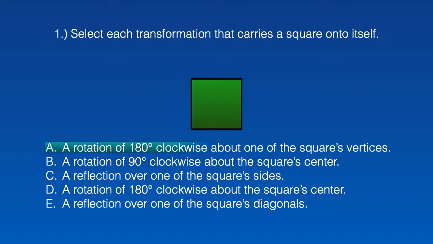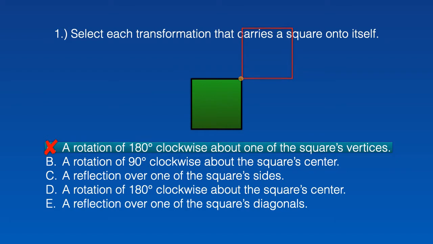So in letter A, we have a rotation of 180 degrees clockwise about one of the square's vertices. All right. The vertices are the four corners of the square. So let's pick one. Let's say we pick that vertex of the square and we do a rotation 180 degrees clockwise around that point. If we do that, this would be a 90-degree rotation, and if we do that again, this would be 180 degrees. As you can see, that does not put the square on top of itself. So therefore, that answer is wrong.